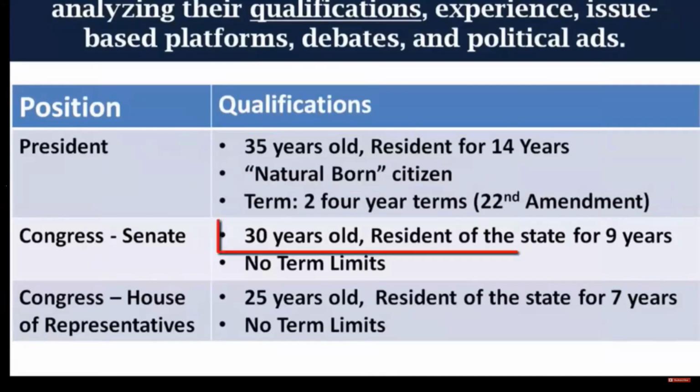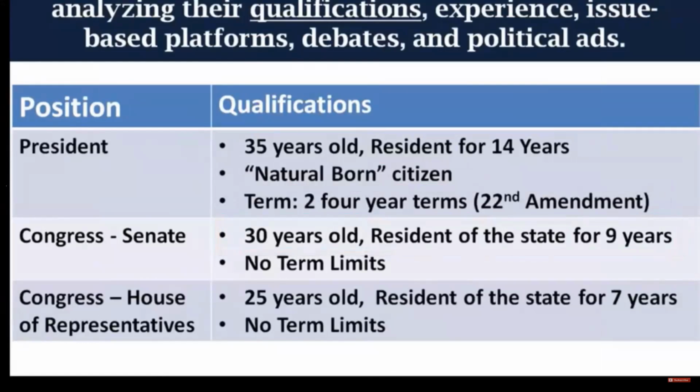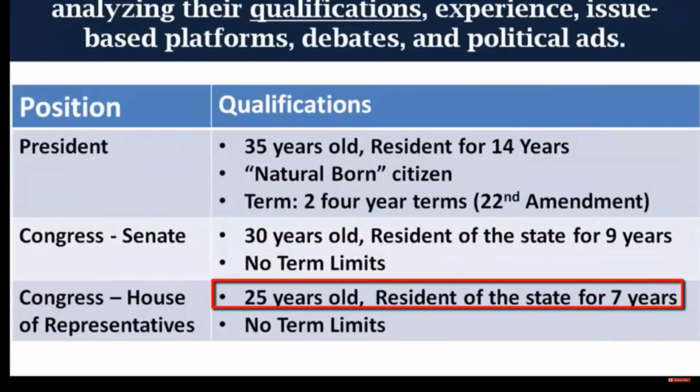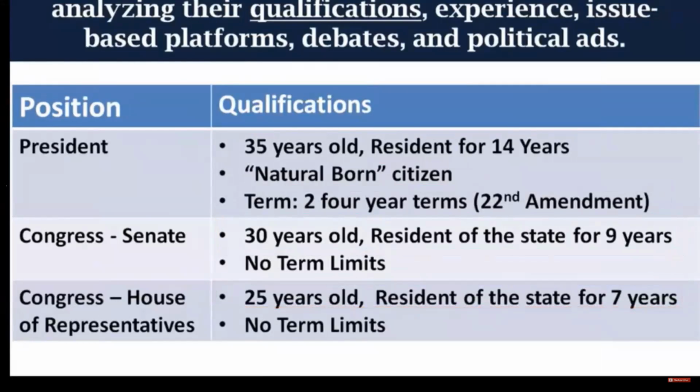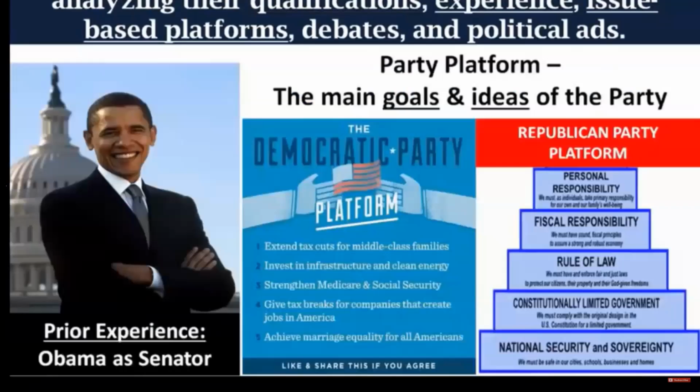Senators must be 30 years old, a U.S. resident for at least 9 years, and a resident of the state that they represent. Requirements to serve in the House of Reps are that they must be at least 25 years old, a citizen for 7 years, and a resident of the state that their district is in. They don't actually have to live in the district they represent. For the Senate and the House of Reps, there are no term limits, so they can serve as long as they are elected. Other things you might be tested on as far as qualifications.